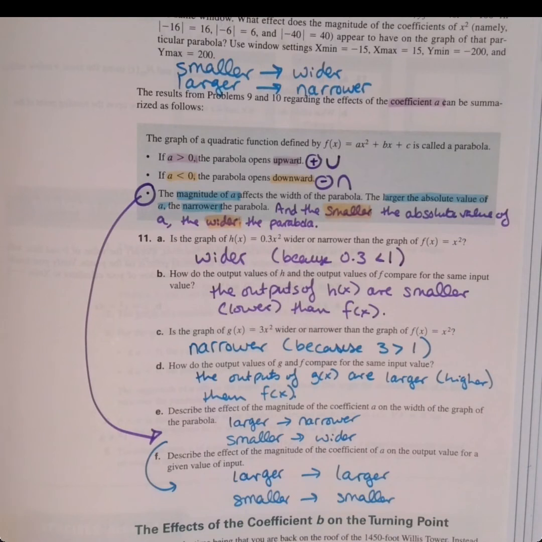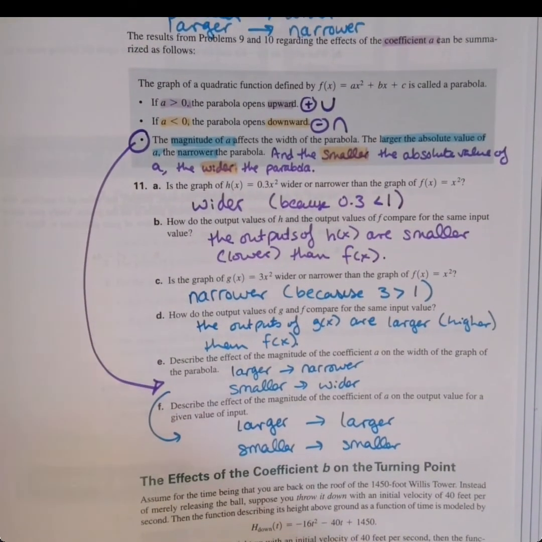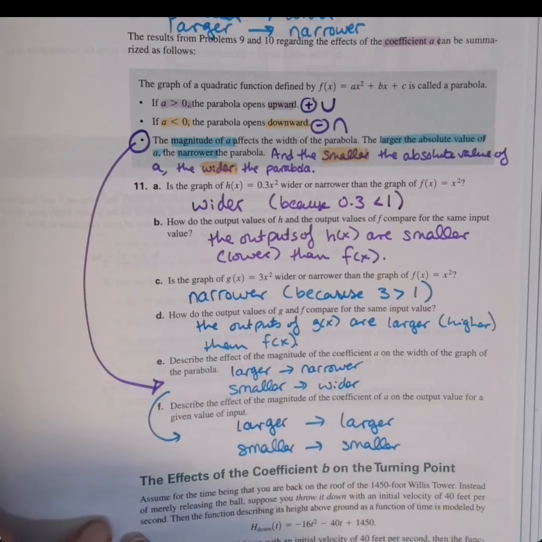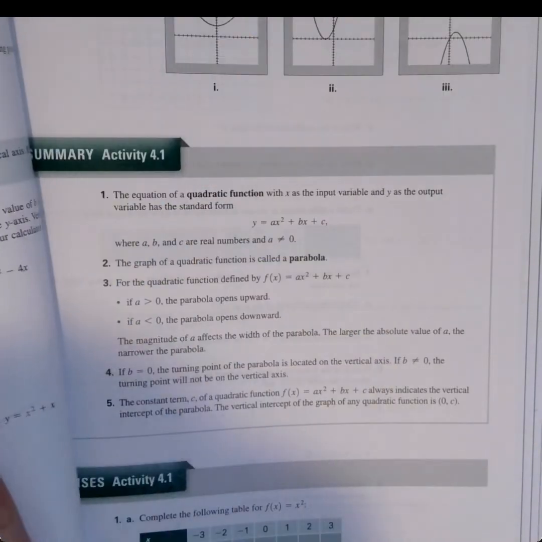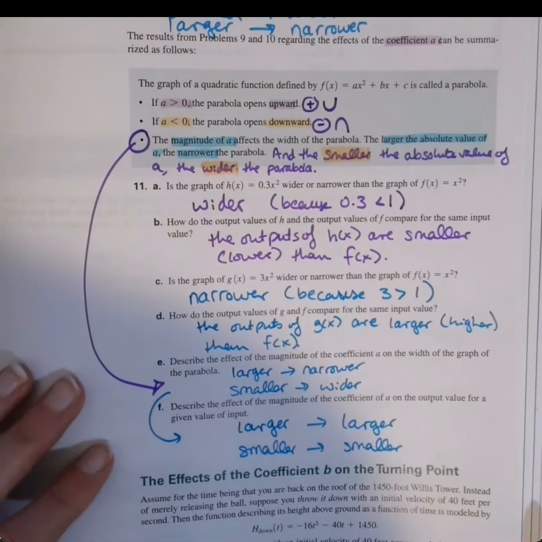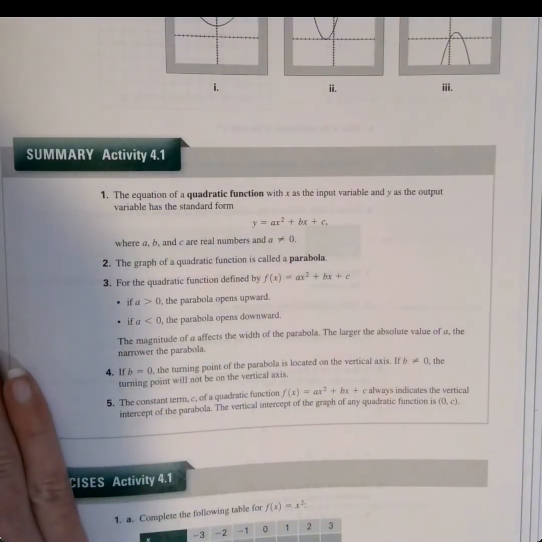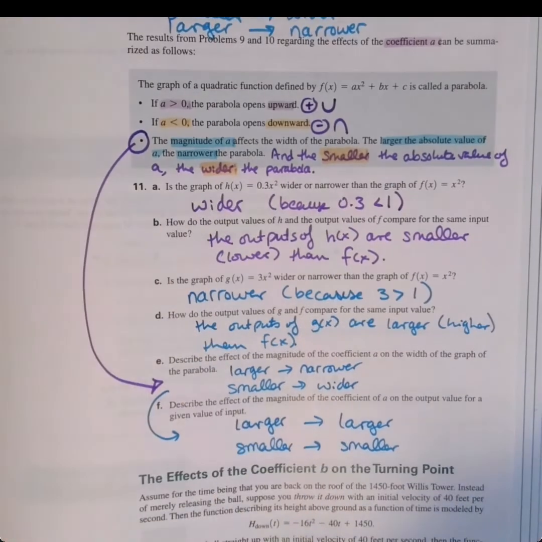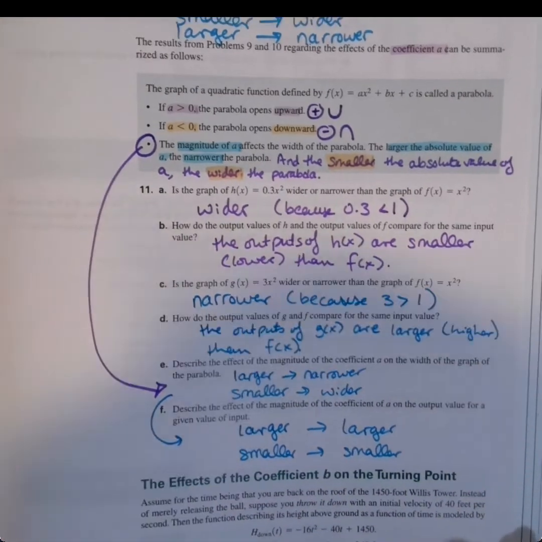And last, we're going to talk about B. So we want to talk about the effects of the coefficient B on the turning point. All right. So we are going to start with graphing these two new functions. I'm going to compare with my directions. We're going to be on the next page.